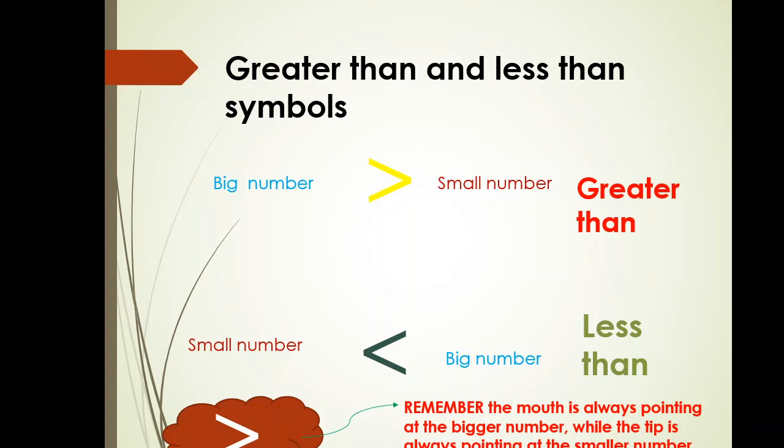Remember, this mouth here is always pointing at the bigger number, while the tip is always pointing at the smaller number. This mouth is always facing the bigger number, while the tip is always pointing at the smaller number.